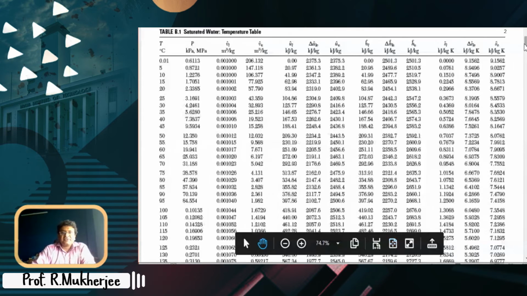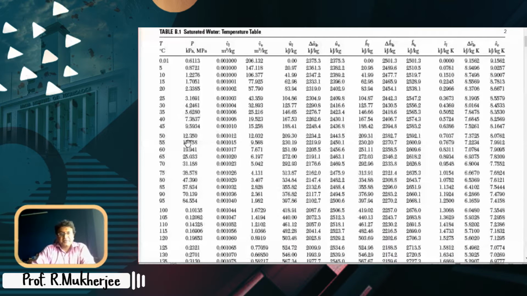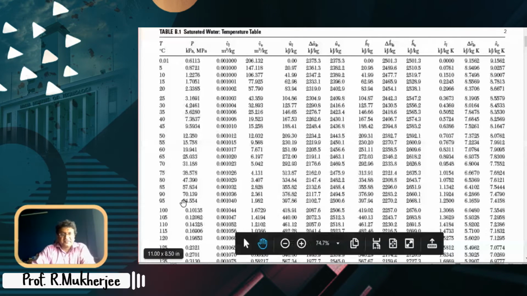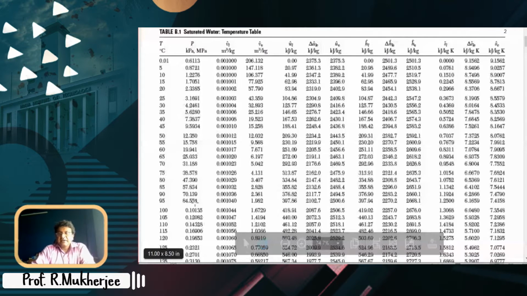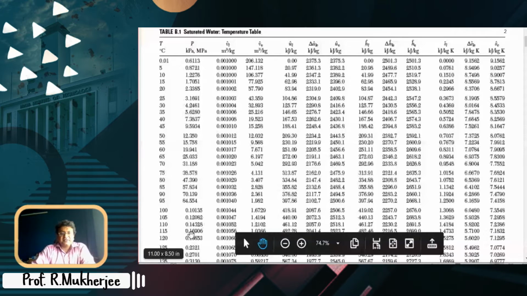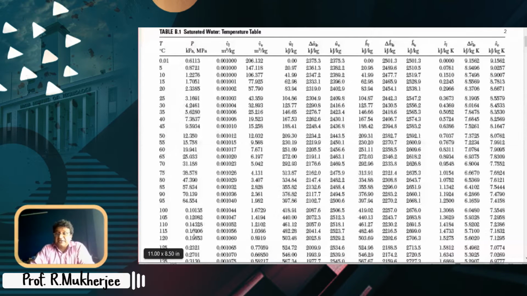So let us first see what the headers are. You have temperature, which is in degrees centigrade. Then you have pressure, which is in kilopascal for a while. Up to 84.554 it is kilopascal, right? And then beyond that it becomes megapascal. This is easy. And steam table, please, for God's sake, don't start mugging the steam table. You will be provided with the steam table. You will need to use the data, and that's good enough, right?